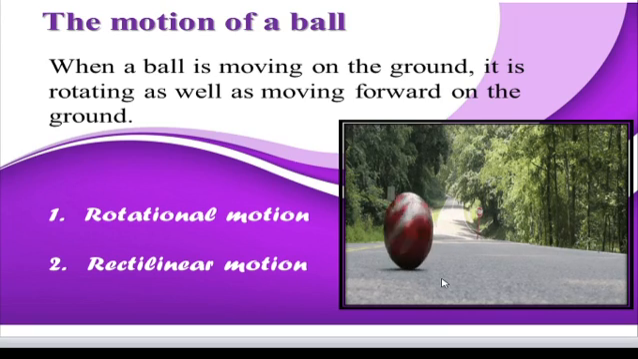The motion of a ball. The motion of a ball has two types of motion. One is rotational, so the ball is rotating, and another one is rectilinear. Rectilinear means going in a straight line path, so the ball is coming in a straight line.